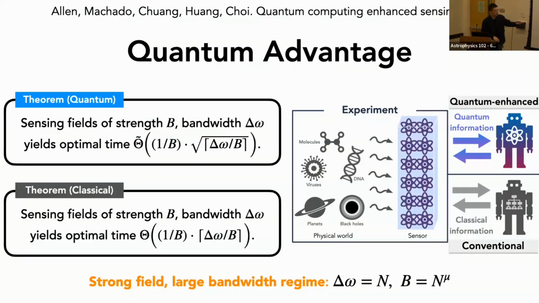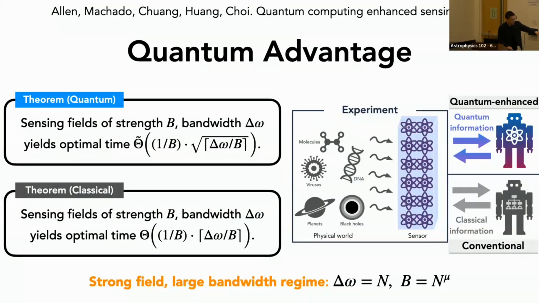More precisely, we consider delta omega, the bandwidth, the frequency range, let's say to span across many orders of magnitude. So we consider, say, 5 orders of magnitude of different things. And let's say delta omega is capital N. So capital N is the scaling parameter. And we also assume that the field is quite strong. So it's not a weak field limit, but a strong field limit.